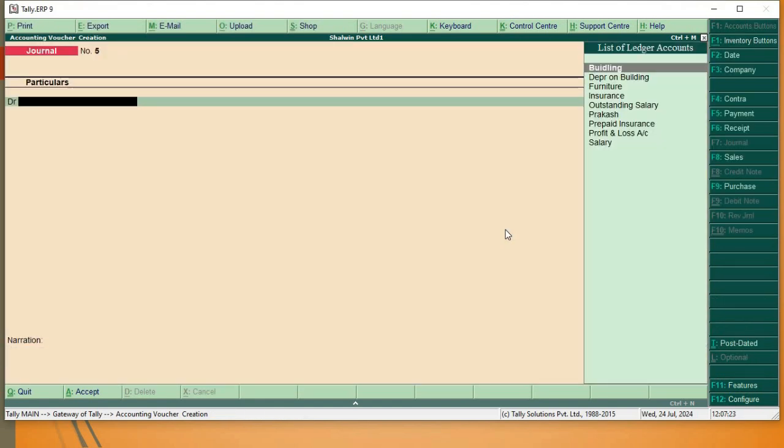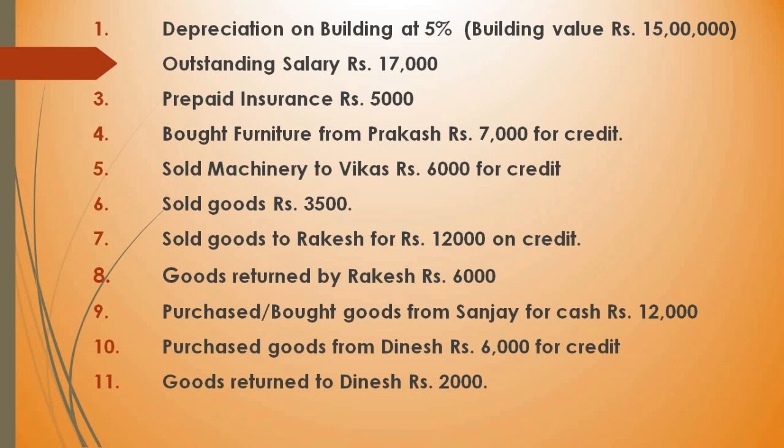Just accept this. The next one, sold machinery to Vikas, rupees 6,000 for credit. Once again here, sold goods means we have to take it as sales. Sold machinery, what is the account we have to take here? It is machinery, not sales. So it is an asset, you're selling an asset. So it is machinery, and because it is on the credit basis, you're just going to take the name of the person. So one account is machinery, the other account is Vikas.